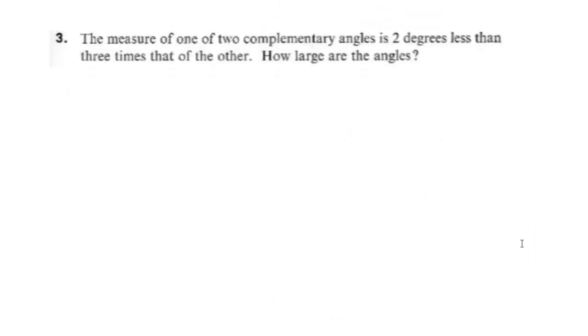Now number 3. The measure of one of two complementary angles is 2 degrees less than 3 times that of the other. How large are the angles? I'm going to mark that. That's what we're actually asked to figure out. How large are the angles? Plural. We're looking for 2 of them. So we have our first angle and our second angle. Let's use the letter x to represent the first one and y to represent the second one.